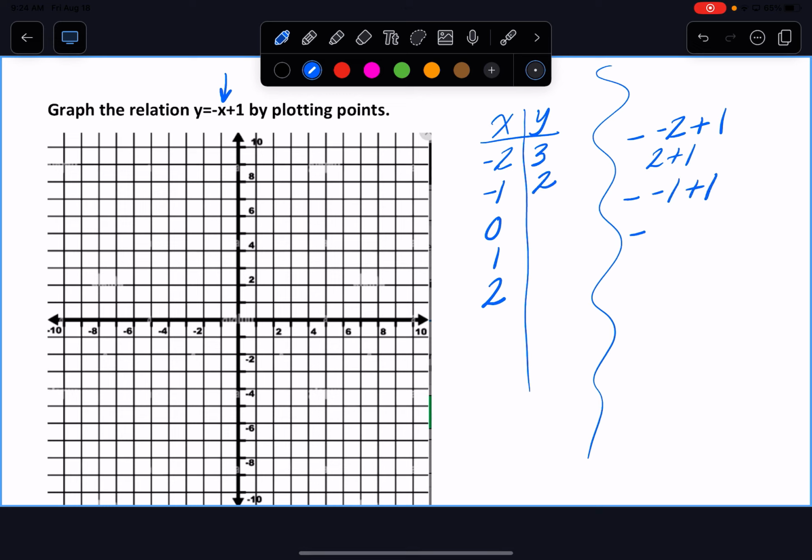Then we're plugging in 0. Negative 0 plus 1 is 1. Then we're plugging in a 1. So negative 1 plus 1 is 0. Plugging in 2. Negative 2 plus 1 is negative 1. We then go plot the points.